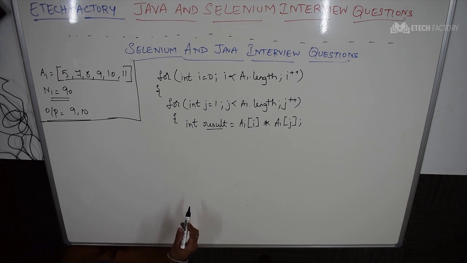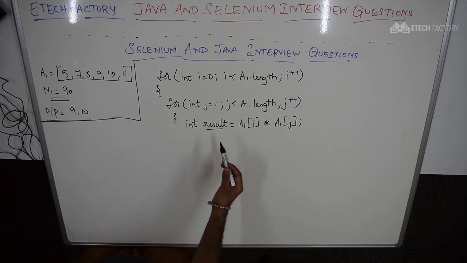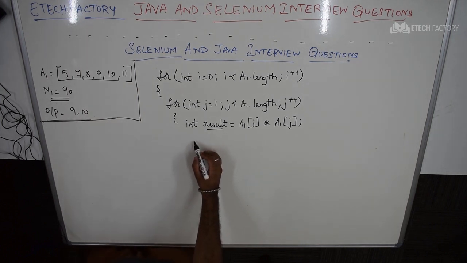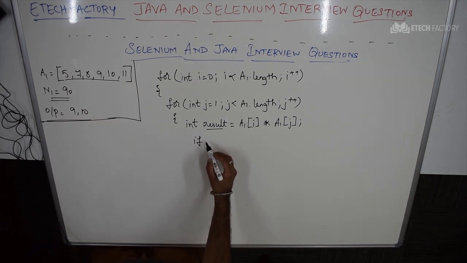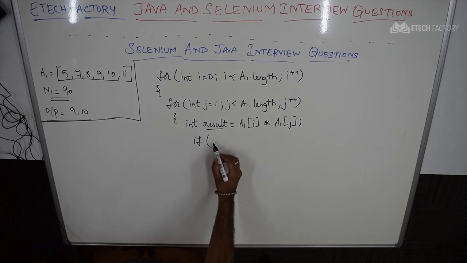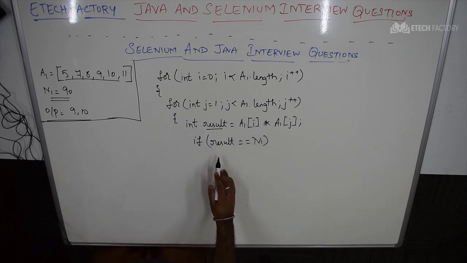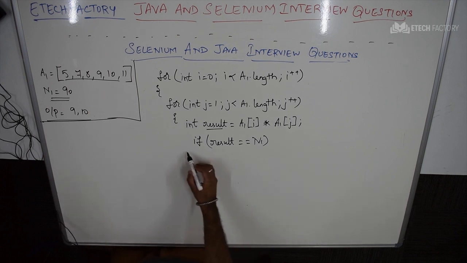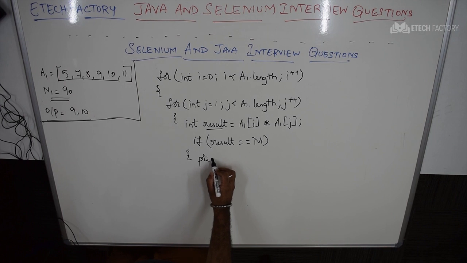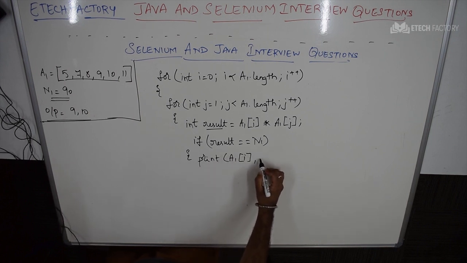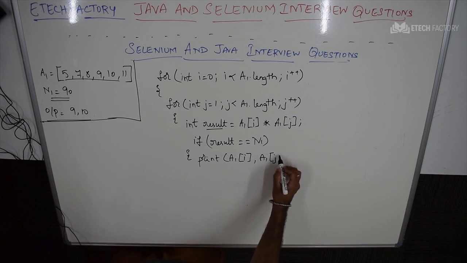Now my next action is to compare this result with n1. To do that, I am going to use an if condition: if result equals n1. So what happens? If result equals n1, I am supposed to print those two numbers. So here I am just going to print a1 of i comma a1 of j.